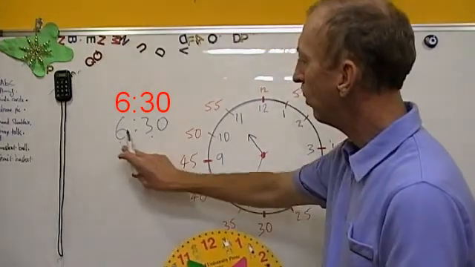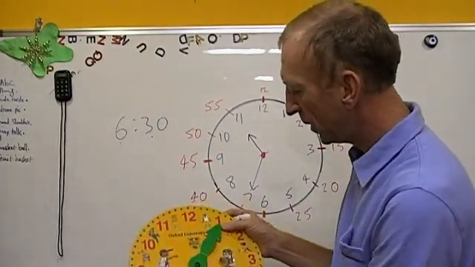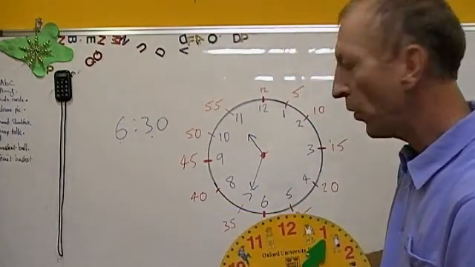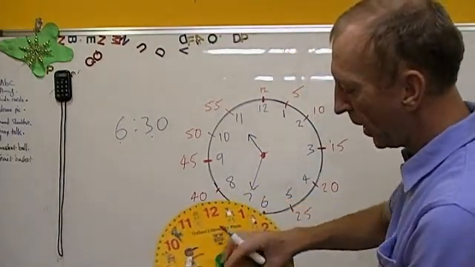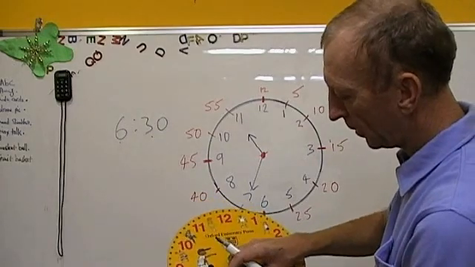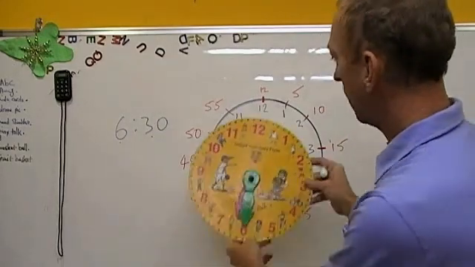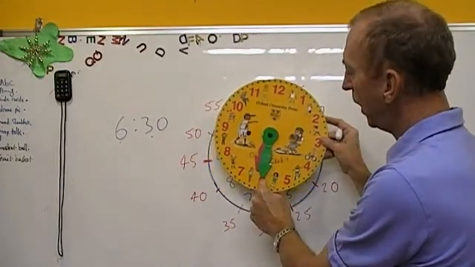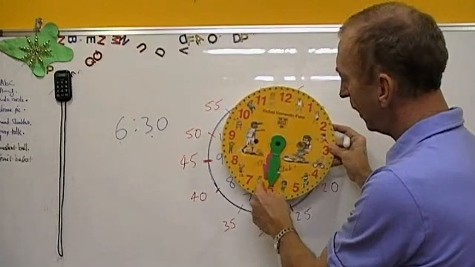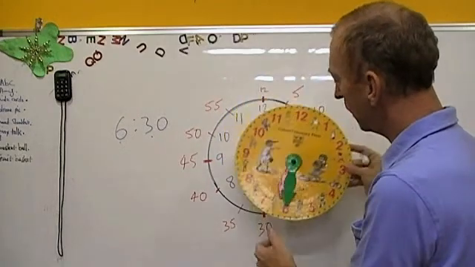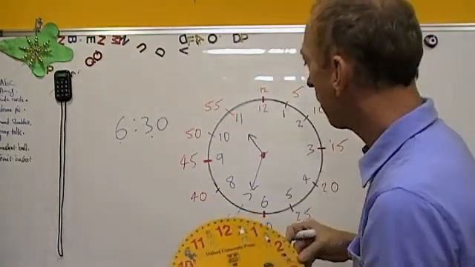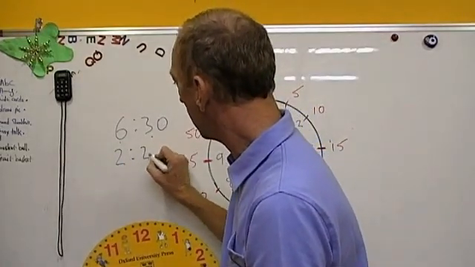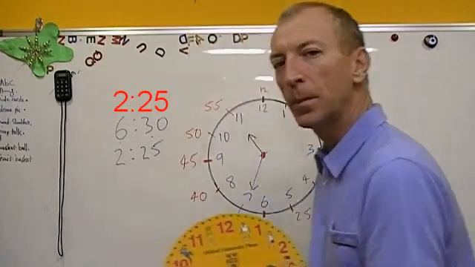Okay, so first of all we point our small hand to the 6 and our large hand to the 30, which is also at the 6. So our clock looks something like this. 6:30. Large hand pointing to the 6 and small hand also pointing to the 6. Okay, what about a time like this?